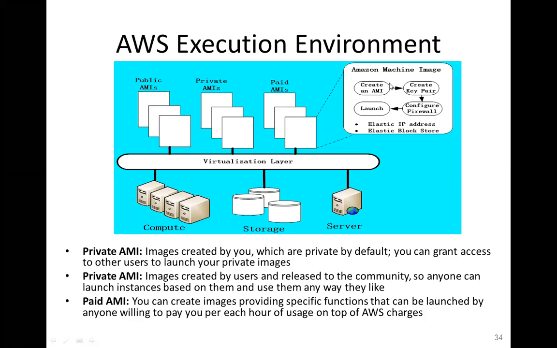So key pair and launching means you are creating a duplicate of those AMIs. An elastic IP address will be provided, and elastic block storage will be provided. By elastic, we mean that if a need arises, we can reduce the storage capacity of a particular virtual machine for load balancing and other features. So private AMIs are images created by you which are private by default, and you can grant access to other users to launch your private images.